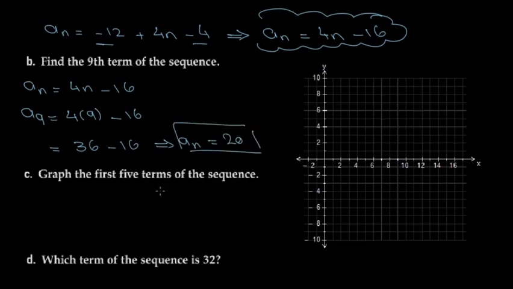The third part of this problem, we need to graph the first 5 terms of the sequence. So we can start writing the sequence, which is -12. If we add 4, it will be -8, -4, 0, and 4. The first point is 1 and -12. The second is 2 and -8. The third one is -4. The fourth one is 0. The fifth one equals 4. You can find that it can be represented as a straight line.